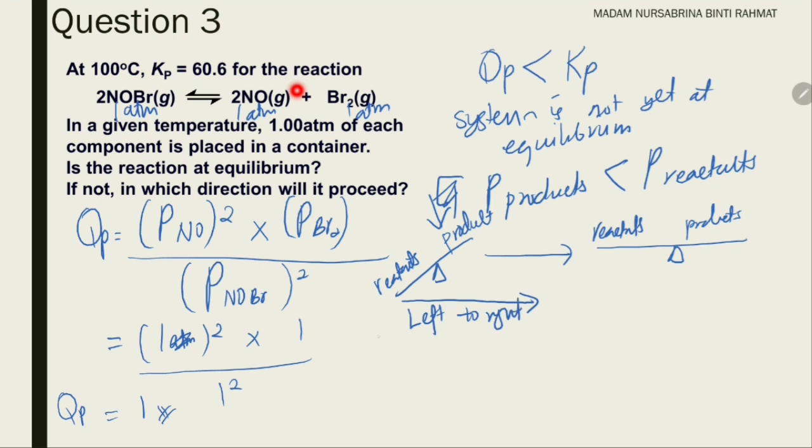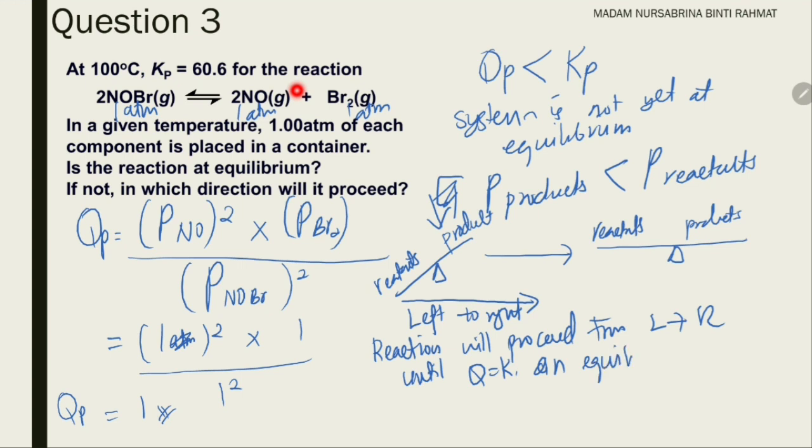So write a statement about it. The reaction will proceed from left to right until Q equals K and equilibrium has been achieved. Are you clear now? Do you have any more questions so far? It's so simple, isn't it? Sometimes they just end up with that kind of question.